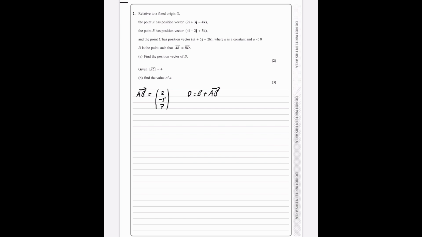We want to find the position vector for d. So if we add the vector ab to b, essentially we're adding the same vector bd to b. It will take us from B to D. So I'm going to add together 4, negative 2, 3 to 2, negative 5, 7. And therefore D will be 6, negative 7, 10, or 6i minus 7j plus 10k if you prefer.